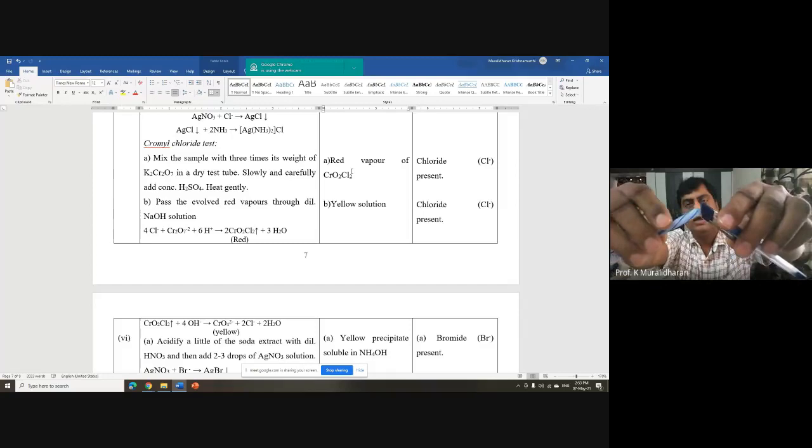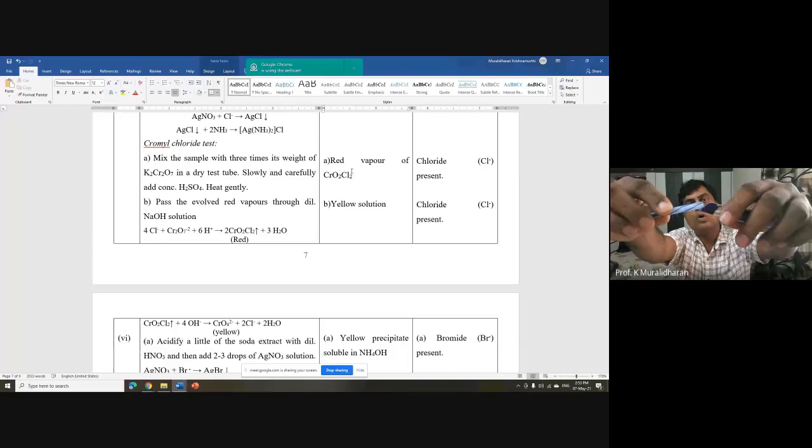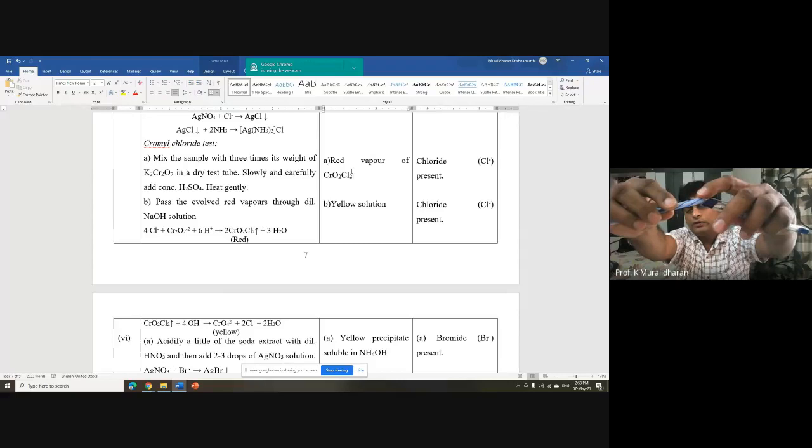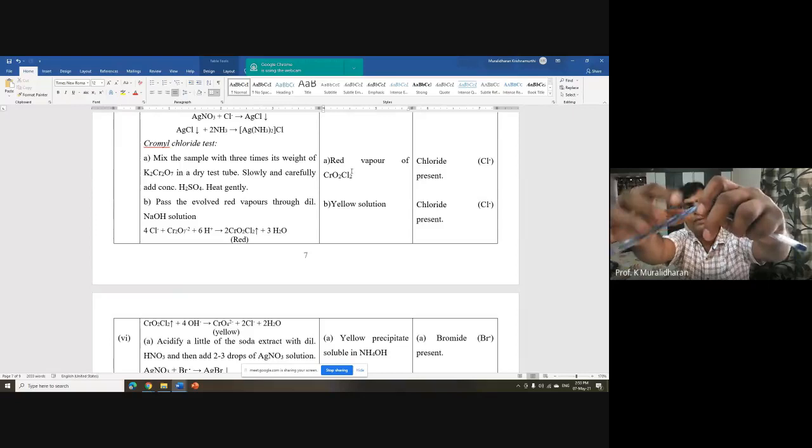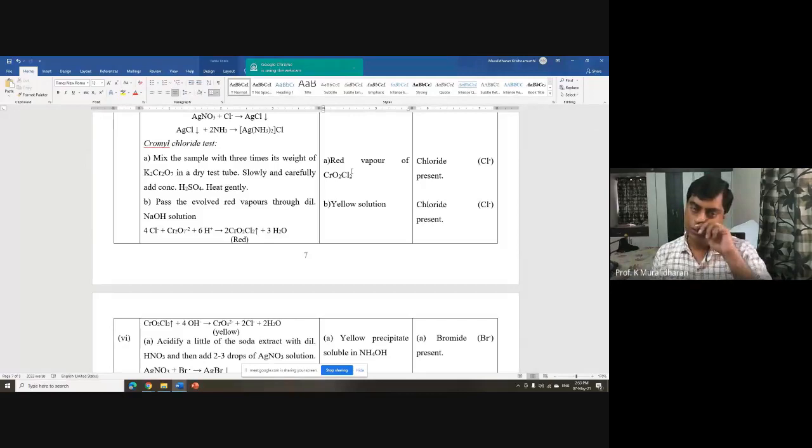So touch like this as close as possible and try to keep a tissue paper or a filter paper here and hold for some time. Slowly the vapor will go into the other test tube. Right. So slowly it goes to the other test tube where you have sodium hydroxide solution. When it touches, you can visibly see the red color vapor going to the other test tube.